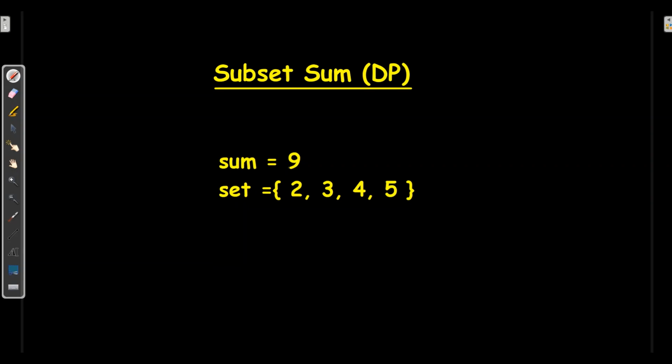When we have a sum and a set of values, we have to make this particular sum with this set of values. Let's say we have 2, 3, 4, 5, and we check which of these numbers make the sum 9. 2 plus 3 is 5, 5 plus 4 is 9. Then 4 and 5 can make 9. So there are two subsets which make the sum 9.